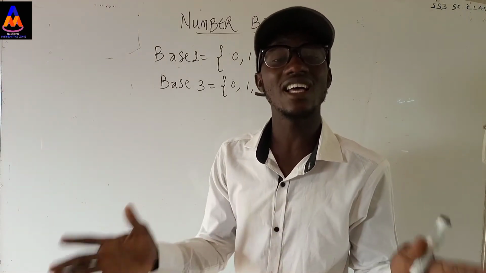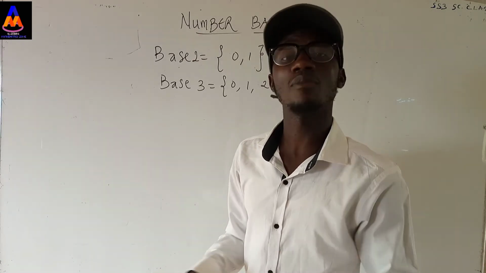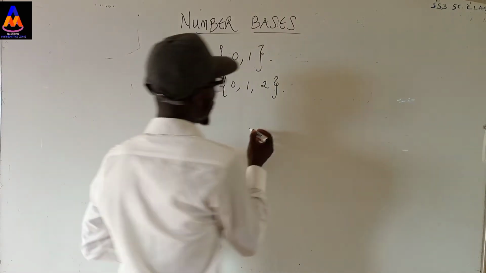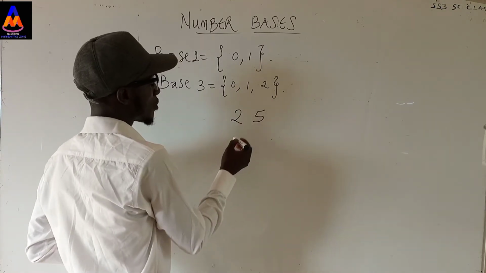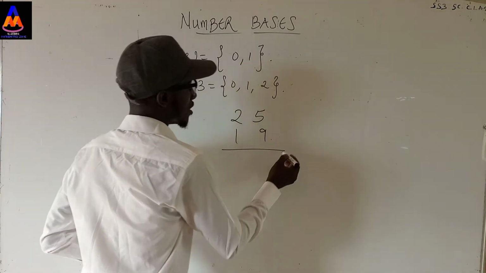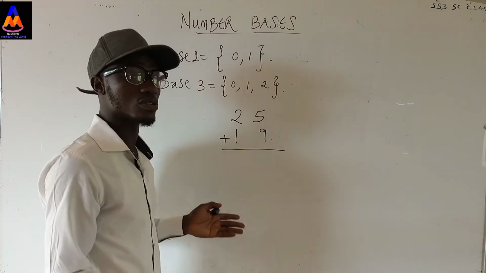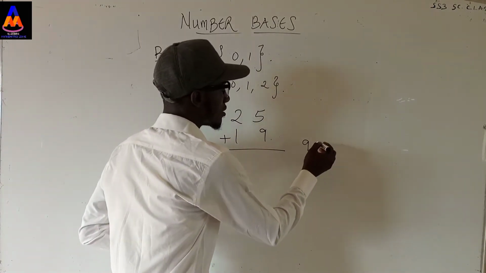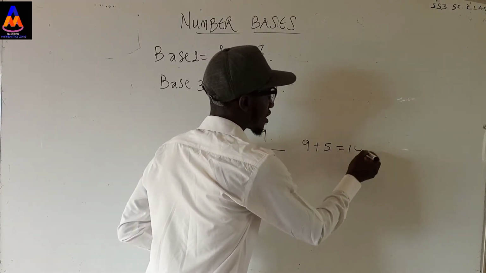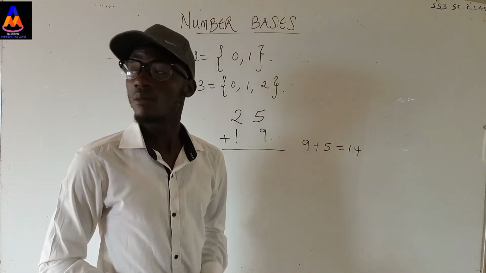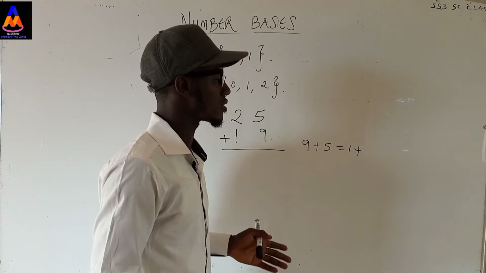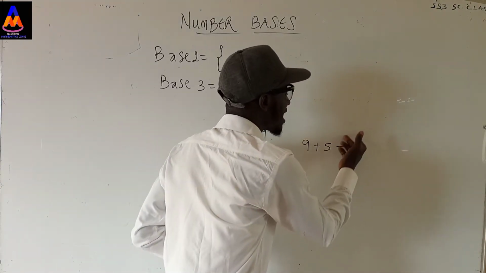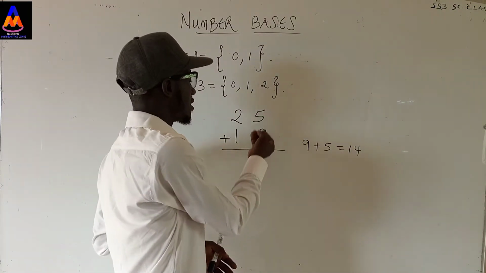Let me give you a practical example from our basic computation in nature. For instance, if you have to add these numbers together, we have 25 plus 19. These are our normal addition. This one is 9 plus 5. Ordinarily, it is 14. But it's very wrong for you to write 14 as your answer. It's very wrong. Why? Because this 14 as a digit is more than 10.